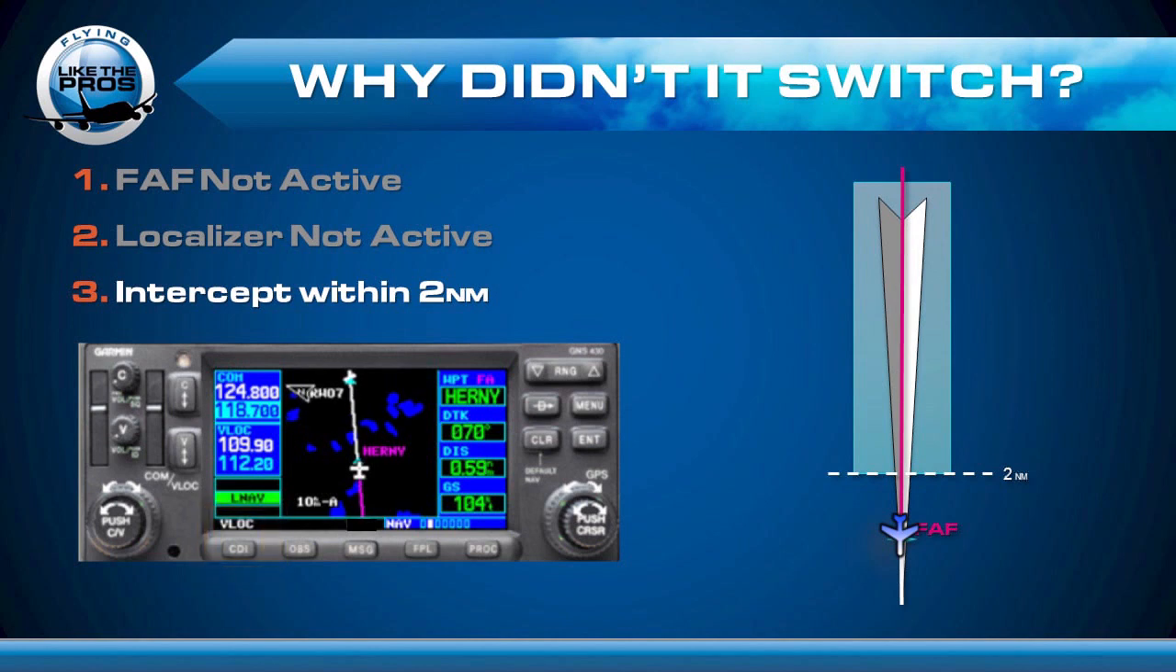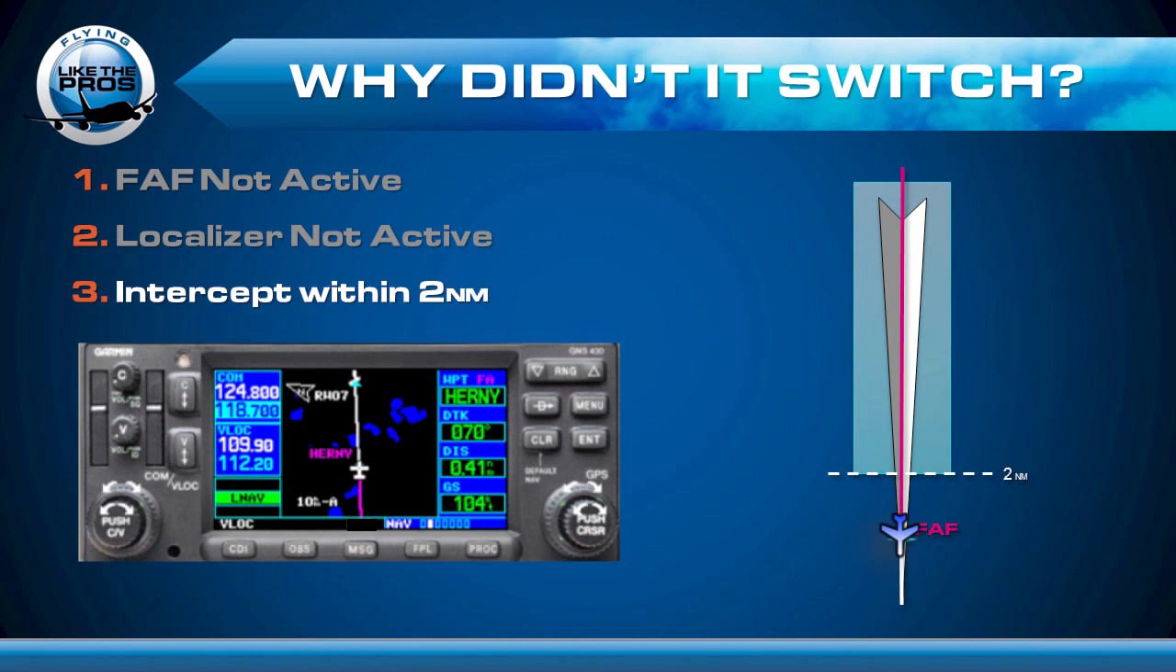I think the takeaway here is you've got to remember, if you get slam dunked, you're going to have to manually switch the CDI. Better yet, try to get vectored outside 2 nautical miles so that you can intercept the localizer inside the auto switching box.